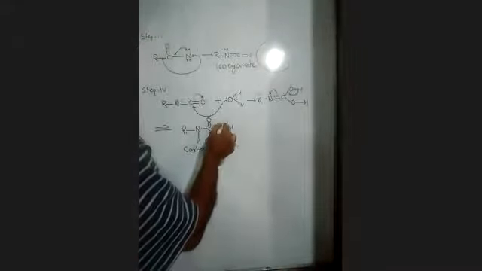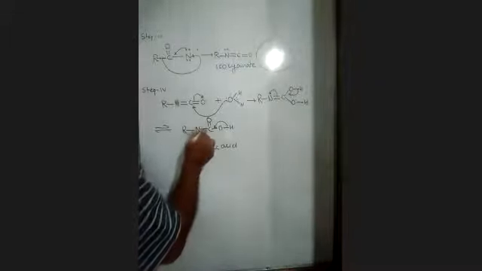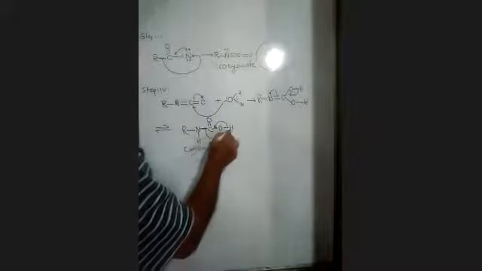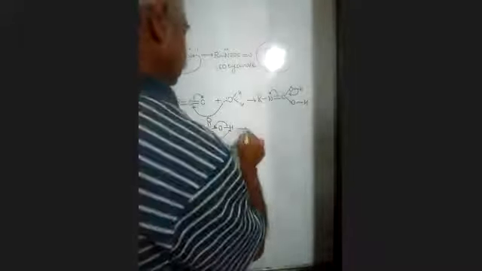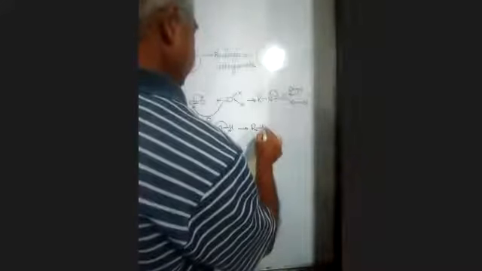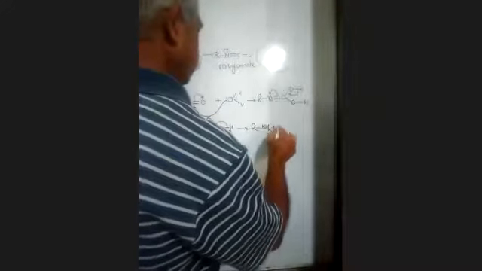Ultimately, what is going to happen? See, this is not stable, so this is going to break. This carbon-nitrogen bond will break, and this will take up this H plus ion. So what are we going to get now? We'll get here RNH2 and CO2. Now, carbon dioxide immediately reacts with alkali, sodium hydroxide, potassium hydroxide, calcium hydroxide to form the corresponding carbonate. So this is step 5.